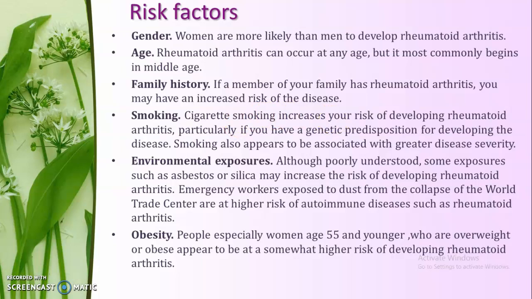Particularly if you have a genetic predisposition for developing the disease, smoking also appears to be associated with greater disease severity. Environmental exposure. Although poorly understood, some exposures such as asbestos or silica may increase the risk of developing rheumatoid arthritis. Emergency workers exposed to dust from the collapse of the World Trade Center are at higher risk of autoimmune diseases such as rheumatoid arthritis. Obesity. People, especially women age 55 and younger, who are overweight or obese, appear to be at a somewhat higher risk of developing rheumatoid arthritis.